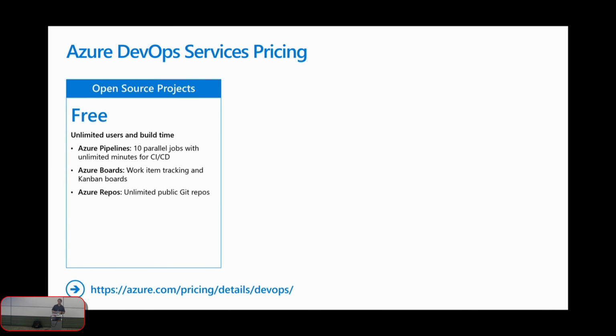Mentioned pricing a little bit earlier, free for open source projects. So if it's an open source project, it's free for unlimited users, as well as build time. Not only is it unlimited build time, but it's 10 parallel jobs, so you could have up to 10 people running 10 builds at the same time, which is actually pretty cool. The Azure Boards and all that's included, as well as unlimited public Git repos.